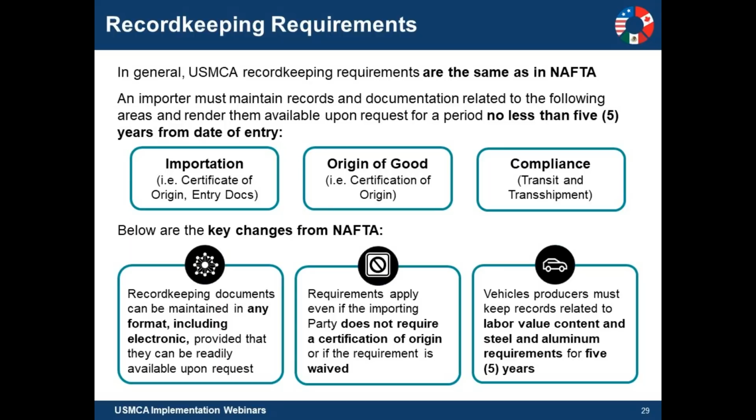Next, we'll talk about record keeping. USMCA record keeping requirements are the same as NAFTA. An importer claiming preferential treatment must maintain records and documentation related to the following areas for a period of no less than 5 years from the date of entry. So records and supporting documents related to the importation, such as a certificate of origin or entry documentation; all records and supporting documents related to the origin of the good, including NEC certification or other types of documents related to the good; and records and supporting documentation necessary to demonstrate compliance with the transit and transshipment provision in Article 4.8 of the agreement. All these records must be rendered for examination and inspection to CBP upon request.